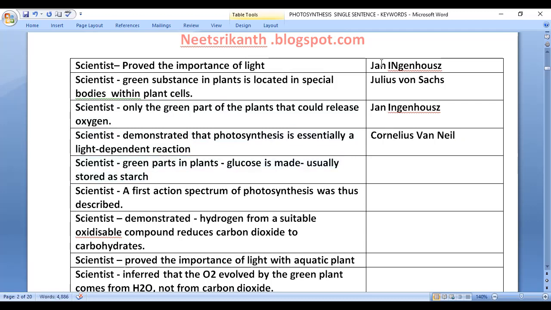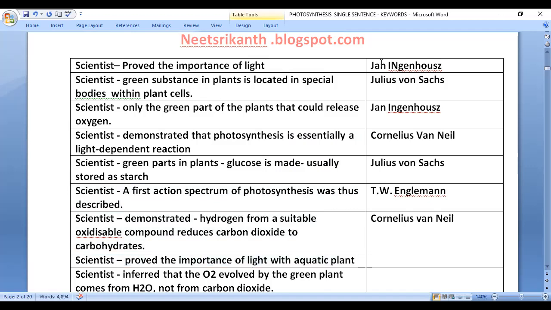Which scientist showed that in the green parts of the plant glucose is made and usually stored as starch? Julius von Sachs. The first action spectrum of photosynthesis was described by T.W. Engelmann. Which scientist demonstrated that hydrogen from a suitable oxidizable compound reduces carbon dioxide to carbohydrate? Cornelius van Niel.